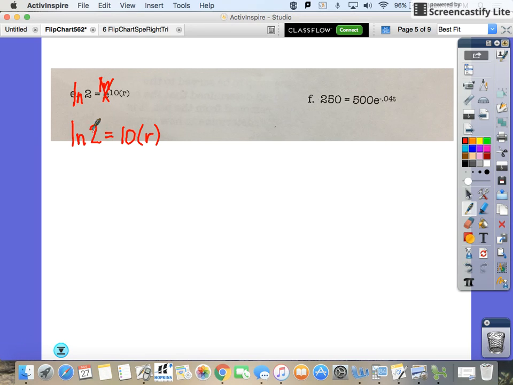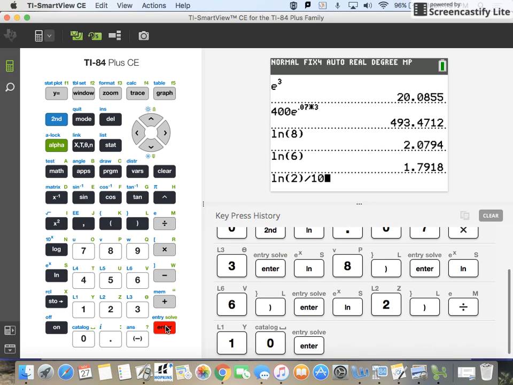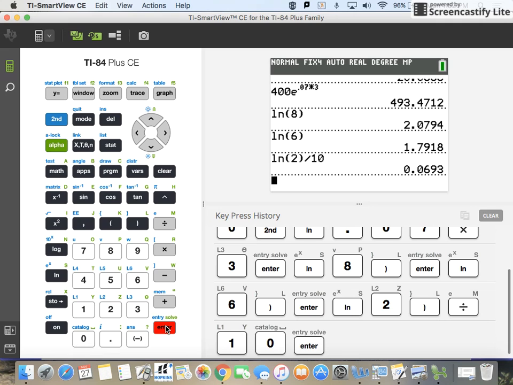Now, just because this looks like garbage doesn't mean we treat it any differently. We're just going to simply divide both sides by 10. So r equals whatever the natural log of 2 divided by 10 is. If we type that into our calculator, natural log of 2 divided by 10 is 0.07.